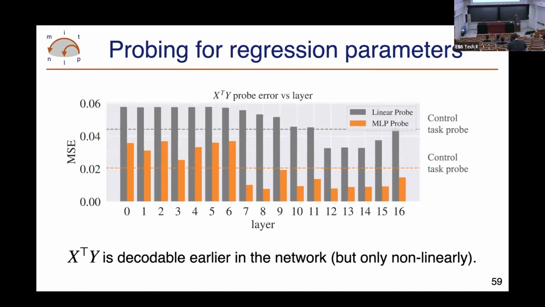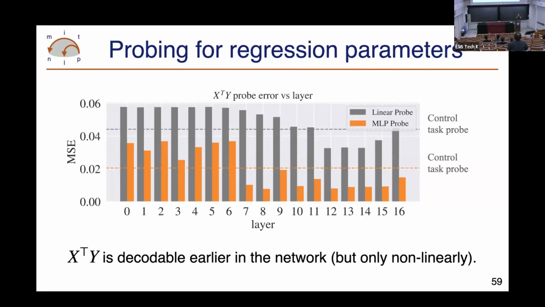We can ask about other relevant intermediate quantities, just like the product of our X matrix and our Y matrix. And if we do this, the story is a little muddier. It's definitely not linearly encoded. Maybe it's non-linearly encoded, and the evidence for that is the gap between this control task and the real task, which is not as big as what we were looking at here.